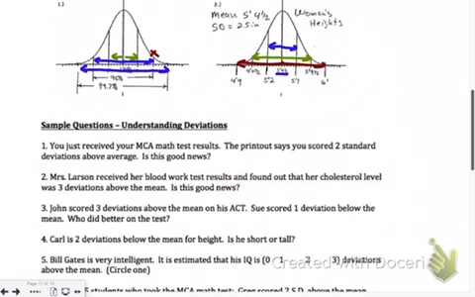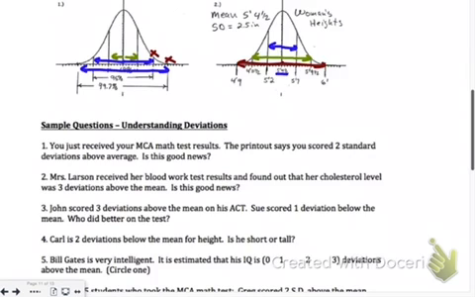Number 2 says Mrs. Larson received blood work test results and found that her cholesterol level is 3 standard deviations above the mean. Is that good news? That would be very bad news. If she was 3 standard deviations above the mean, that means her cholesterol would be higher than 99.7% of the people. That would actually be a very bad thing.